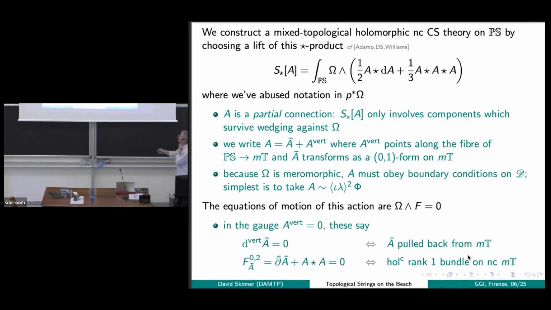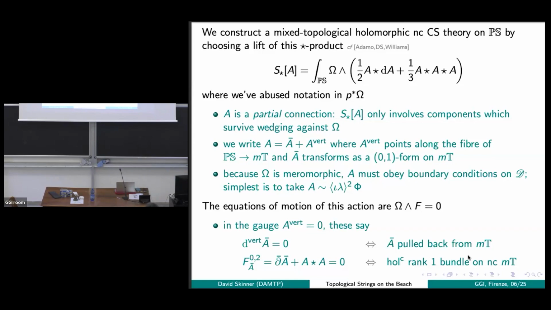There are also some boundary conditions. This omega, remember, we divided by iota lambda to the power of 4, so we introduced some poles, and for this action to be well defined, we need A to obey some boundary conditions at those poles, and the simplest situation is just to say that A vanishes to second order on that pole.